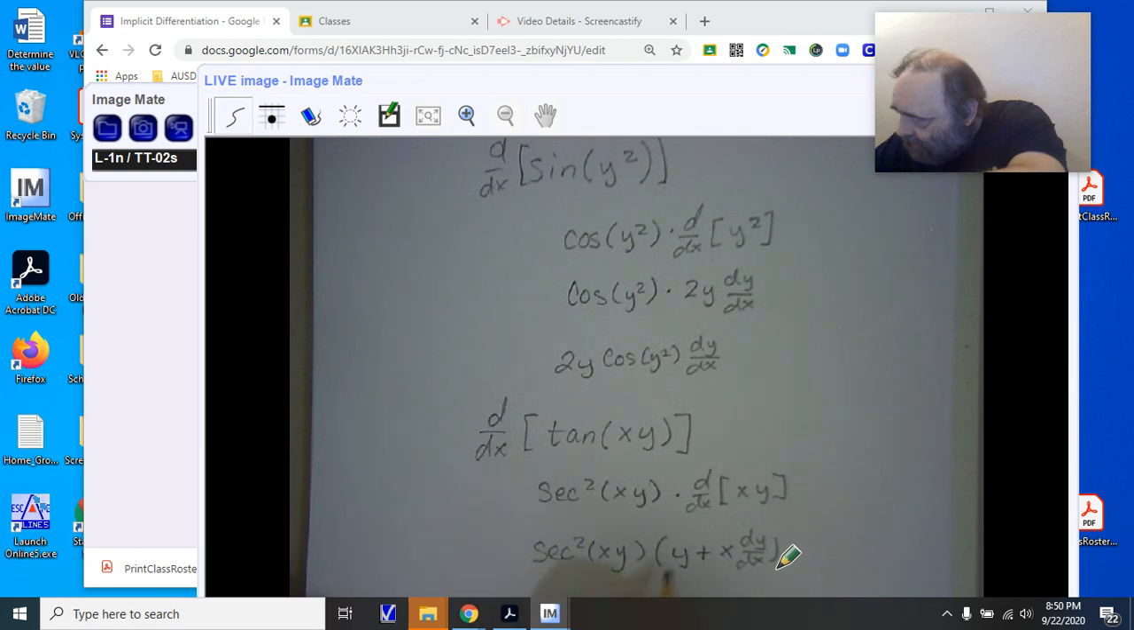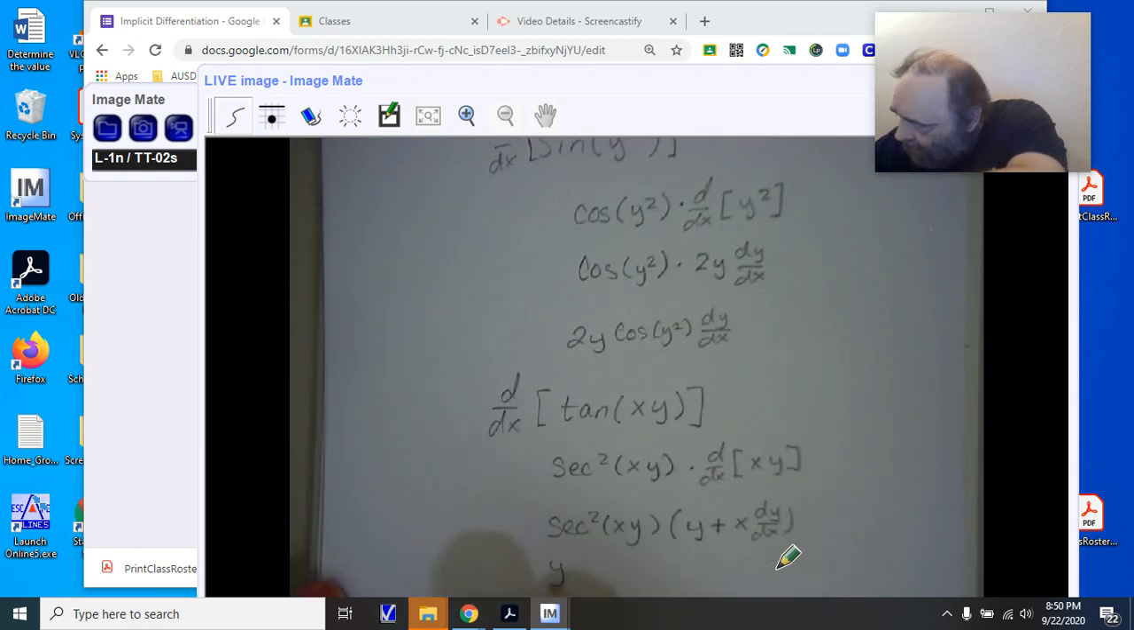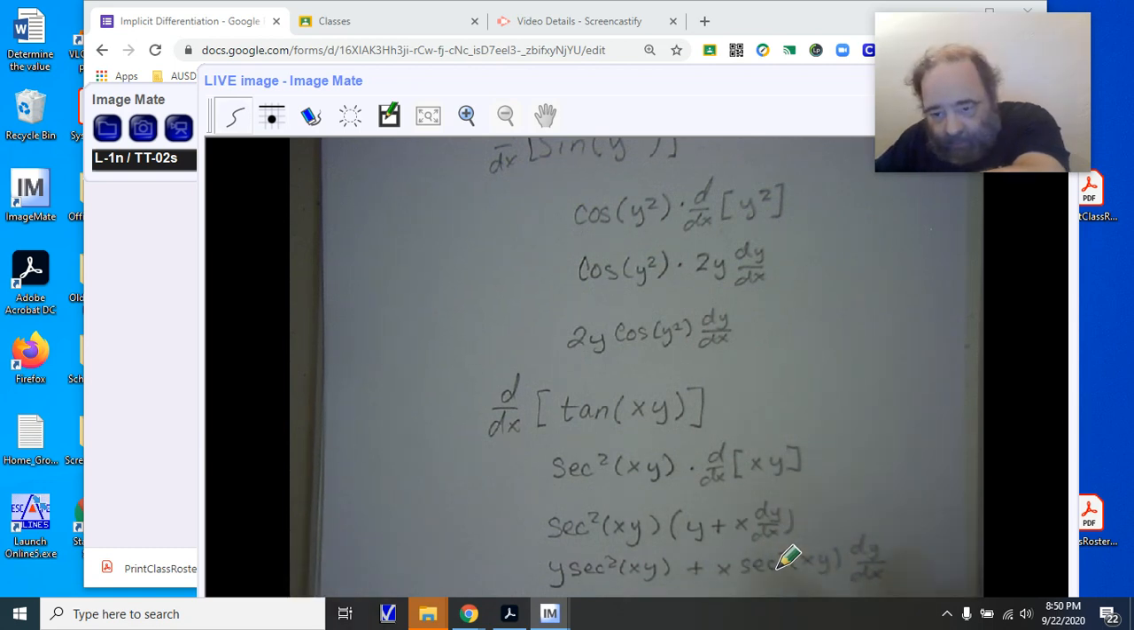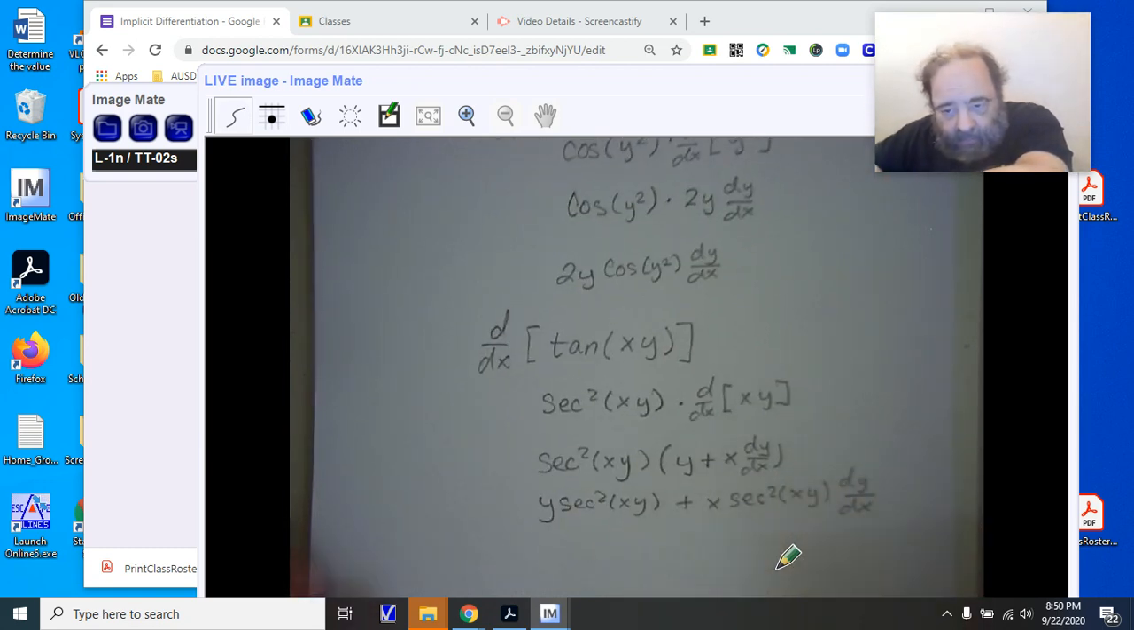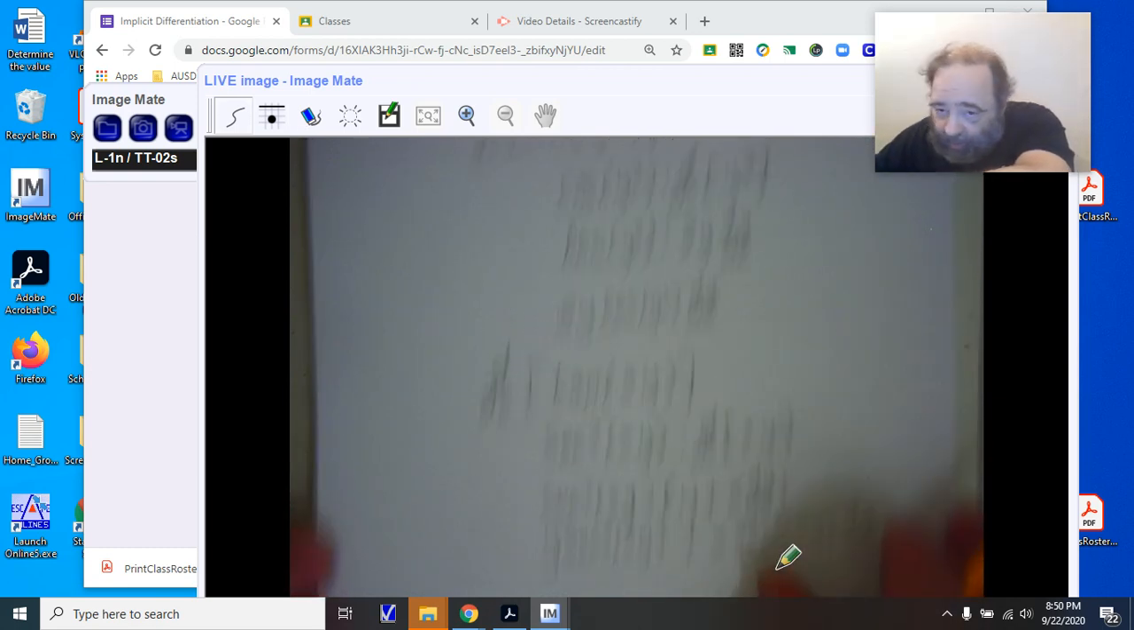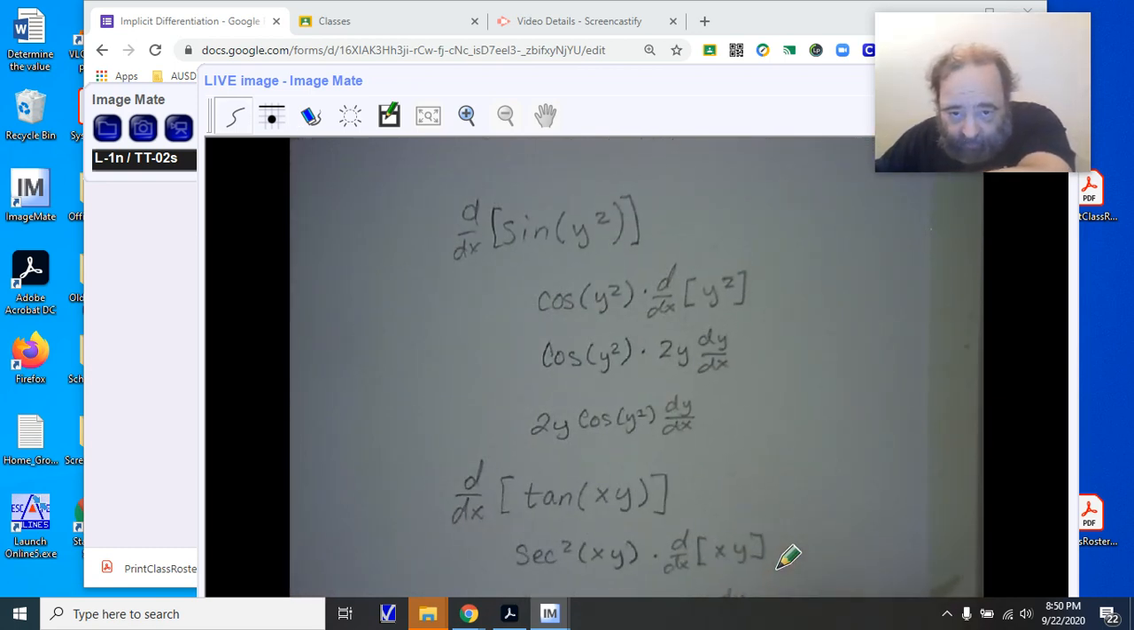Now I'm going to distribute this. So I'm going to have y secant squared xy plus x secant squared xy dy dx. Okay. So let's go back one more time over them, then we'll do another one.